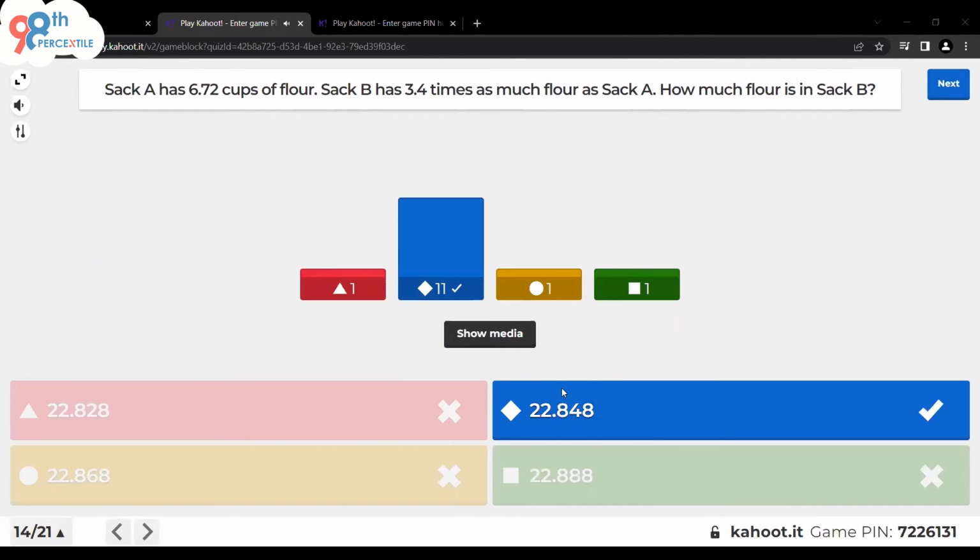I think you people do not like straightforward questions. You are fans of word problems. Usually it's the other way around. Students really tend to dismiss the kind of problems that they have in word problems. But I think you people are fans of it. So Sake A has this many cups of flour. Sake B has 3.5 times as much as Sake A. So technically you just need to multiply these two.